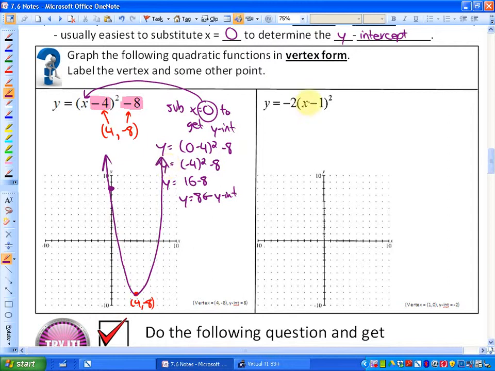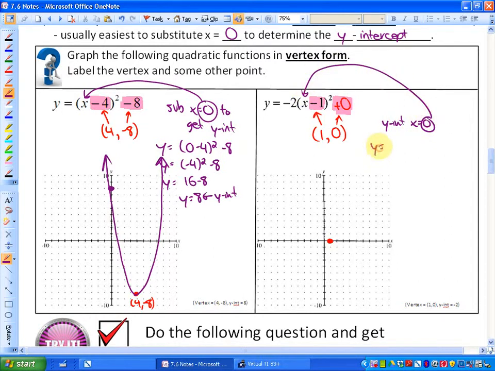Okay, in the next question, what we know is that the vertex would be at negative 1, and because there's no constant term on the end, you could add a 0. So it'd be at negative 1, sorry, I'm wrong, the vertex would be at positive 1, the opposite of negative 1, and 0, so there's your vertex. And if I would like to get the y-intercept, I would substitute x equals 0 again.